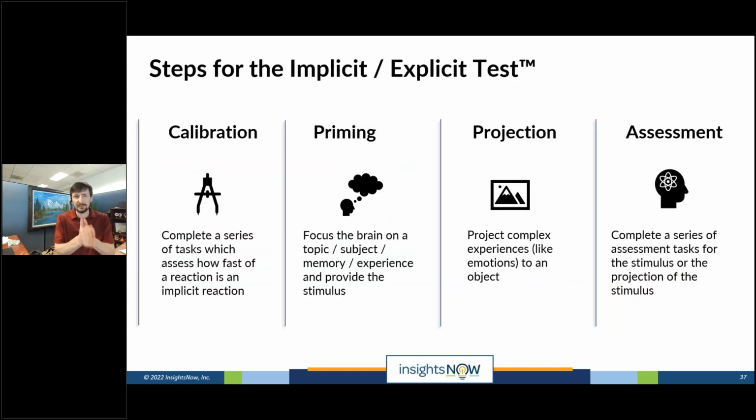So let's talk about the implicit test a little bit, how it works. There are fairly straightforward steps to the implicit test. Every single person is calibrated. So that means I've got to be able to figure out for Han, for Maggie, what is a fast reaction and what is a slow reaction time. What is an implicit reaction response and what is an explicit reaction response time for those people on the device they're using in that moment.